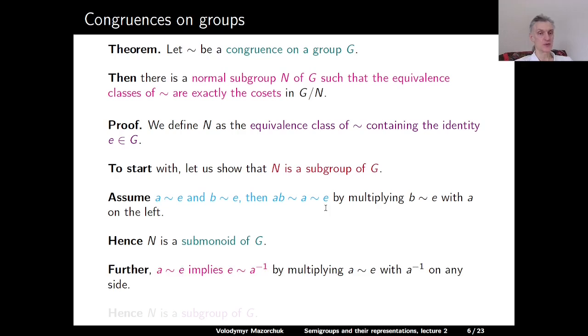To prove that it's a subgroup, we also need to prove that it is stable under taking the inverse. So if A is equivalent to E, we can multiply this with A inverse on any side, and we get that E is equivalent to A inverse. So this implies that N is stable under taking inverses, so N is indeed a subgroup of G.